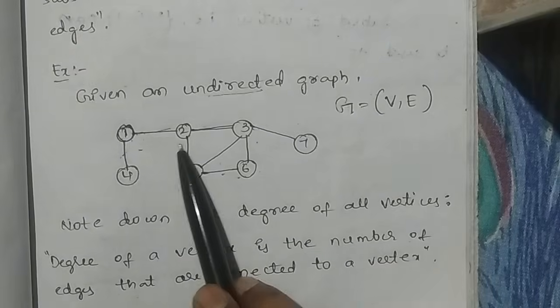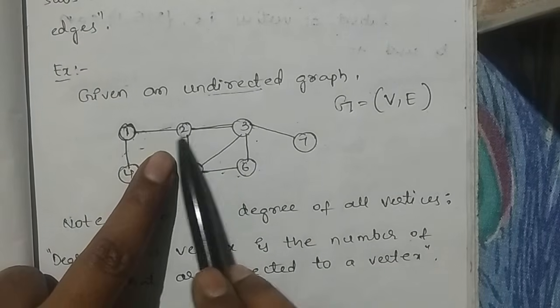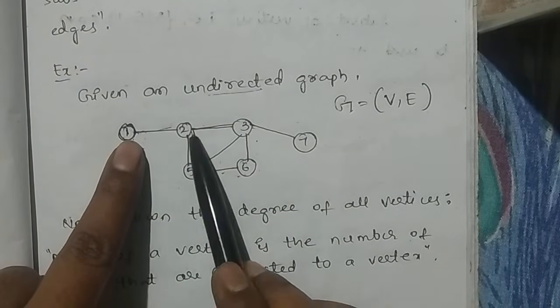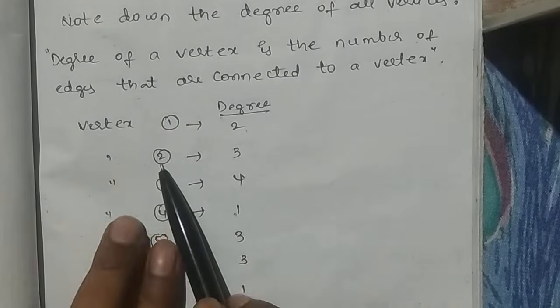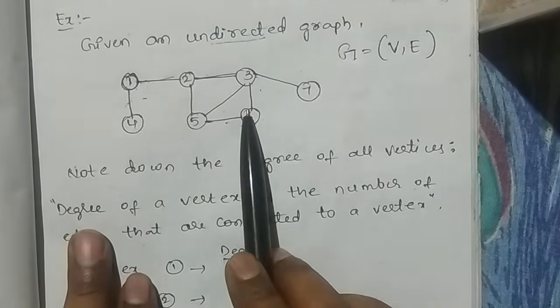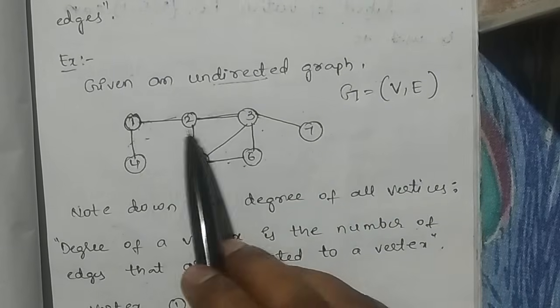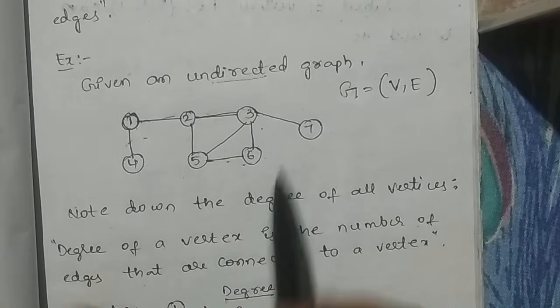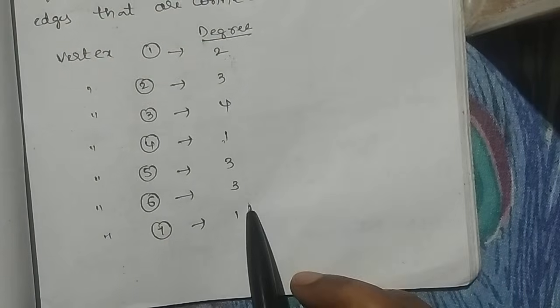Similarly coming to vertex 2, how many edges are connected? 1, 2 and 3. So we can write vertex 2 degree value is 3. So the degree of a vertex can be defined as a numeric value that indicates the number of connected edges of a vertex. Similarly I have written the degrees of all vertices here from 1 to 7. Degree of 1 is 2, degree of 2 is 3, like that I have written the degree values of all 7 vertices.